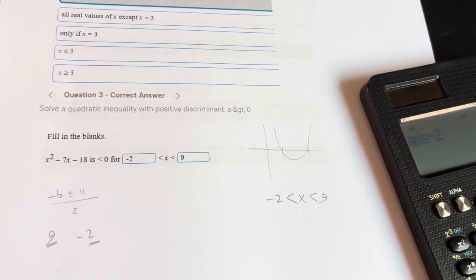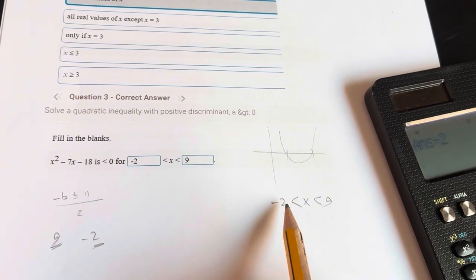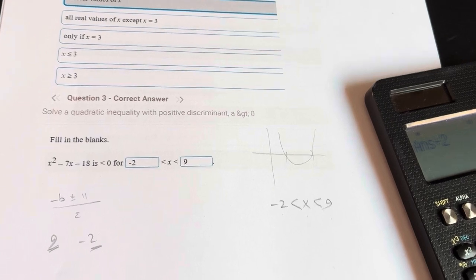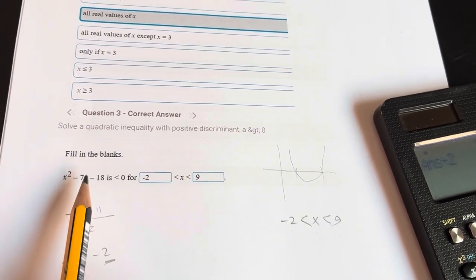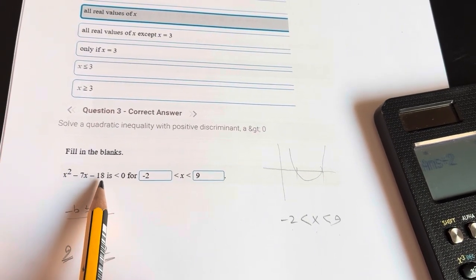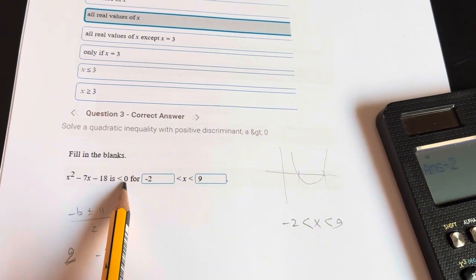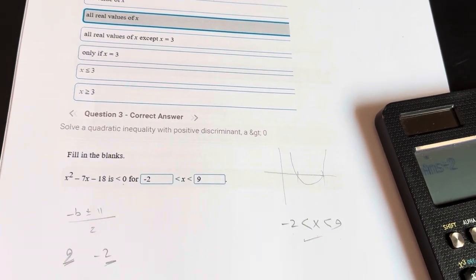If you want to cross-check your answer in the exam, take any value of x between minus 2 and 9. Take 0, for example. Put it here. This will be 0. This will be 0. Your answer is minus 18. Minus 18 is less than 0, so this is correct.